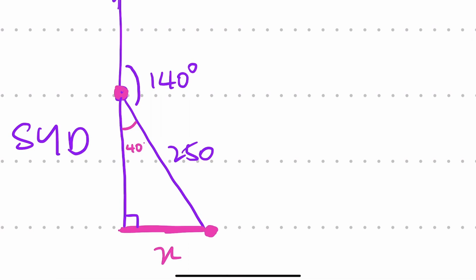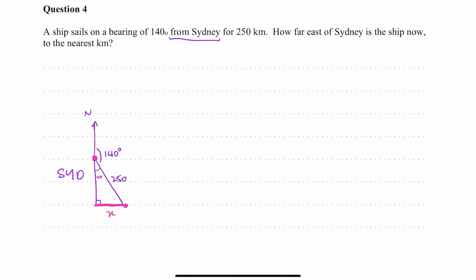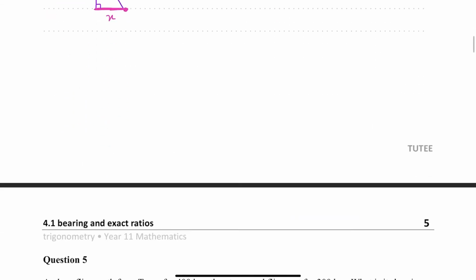Okay, so what do we have in this triangle? We have opposite and hypotenuse. So let's say sine 40 degrees is equal to opposite over hypotenuse. Okay, and then we can calculate this, and we can say 161 kilometers to the nearest kilometer. Cool, so that's the answer for question 4.